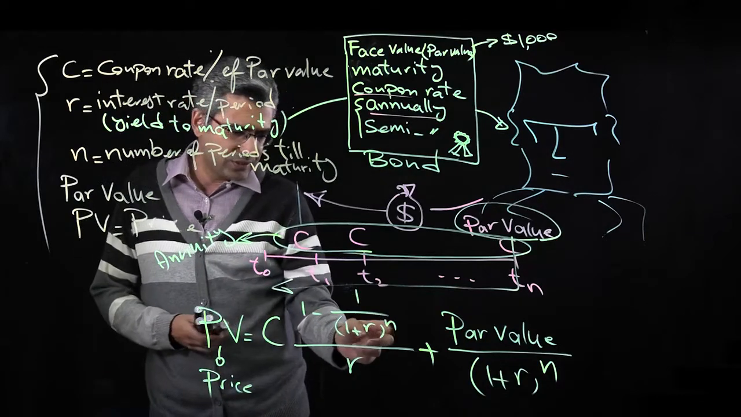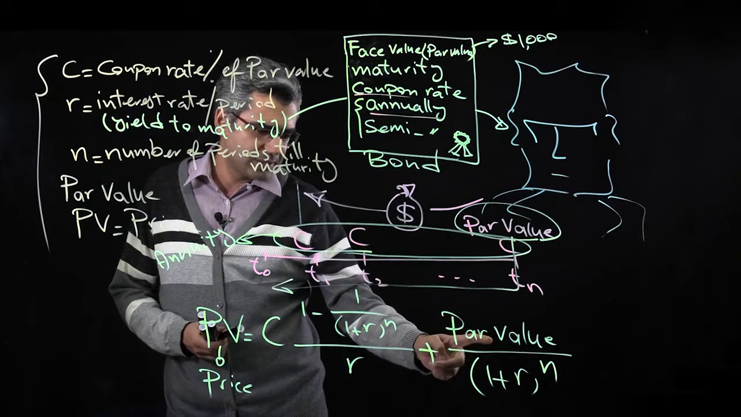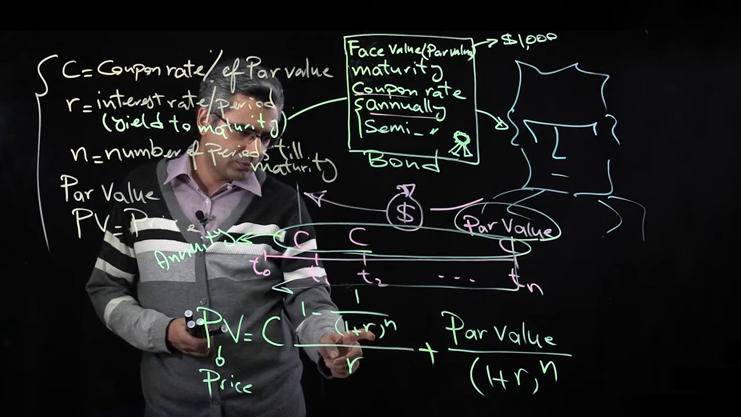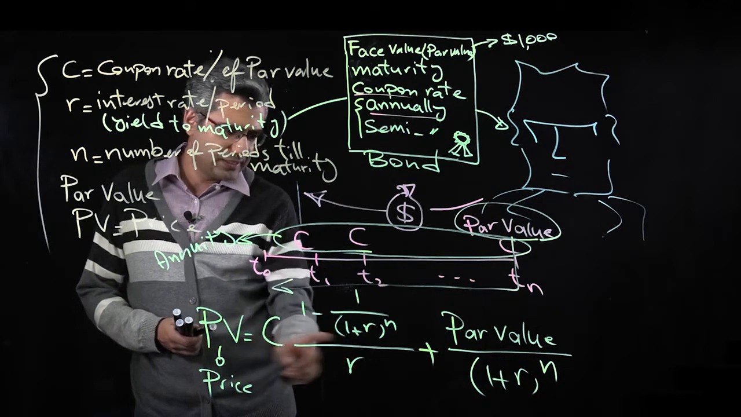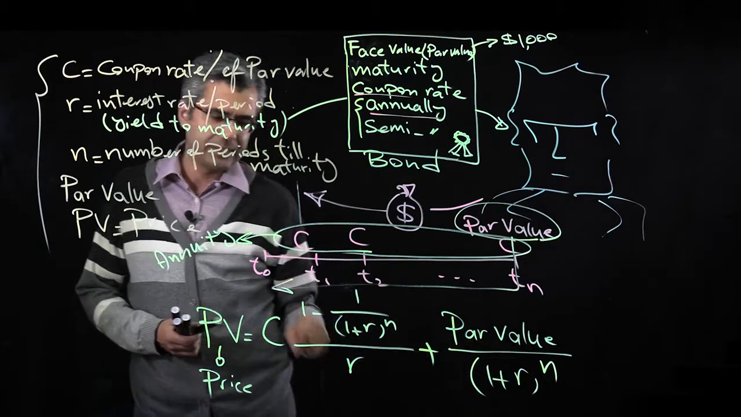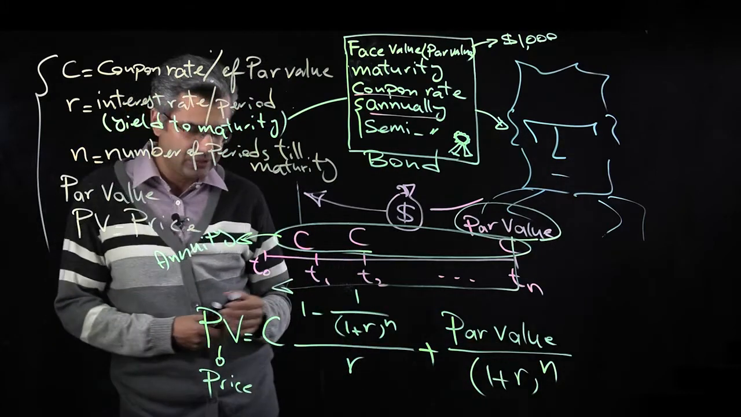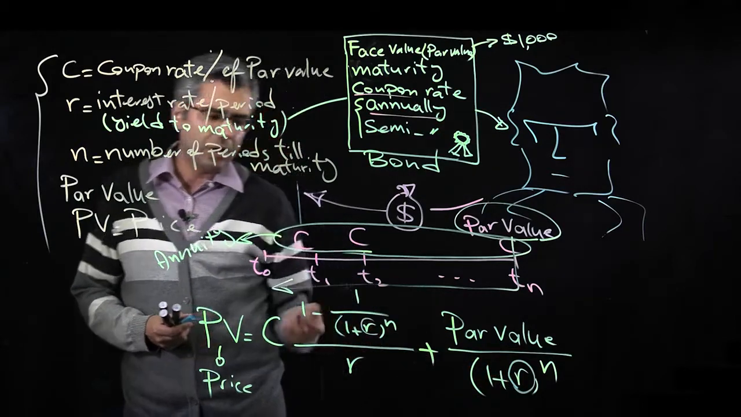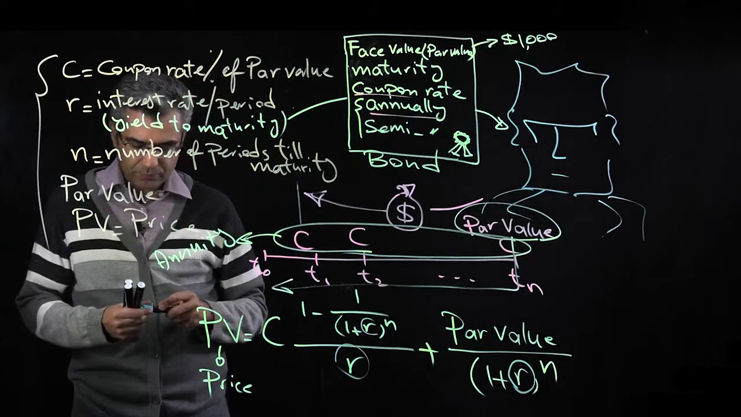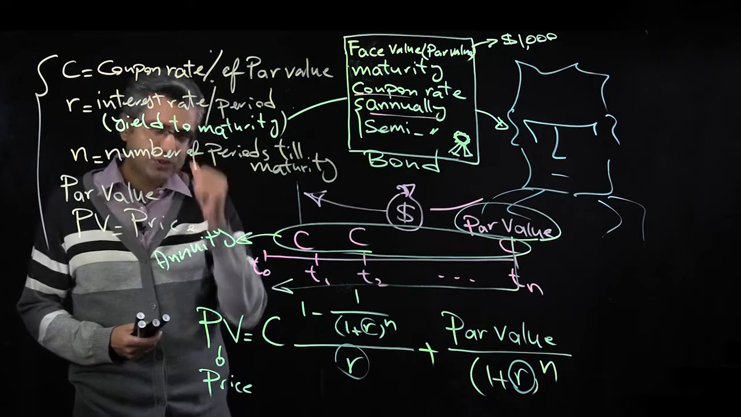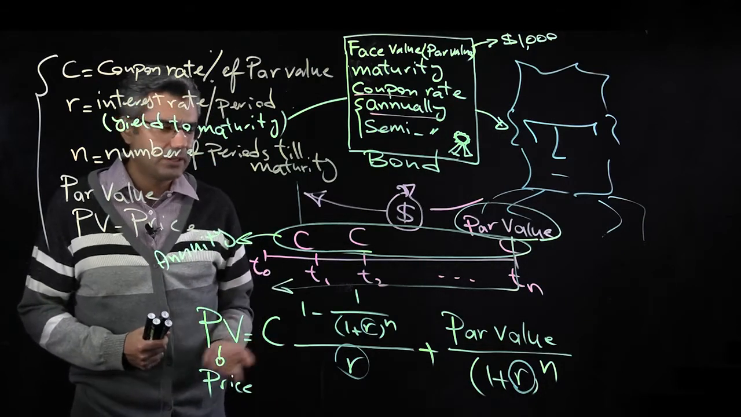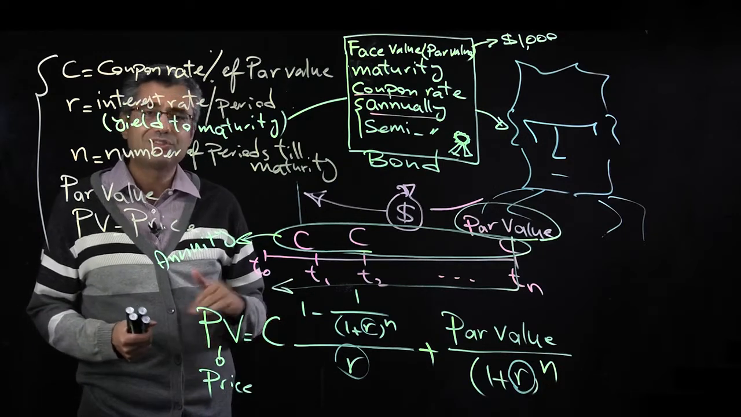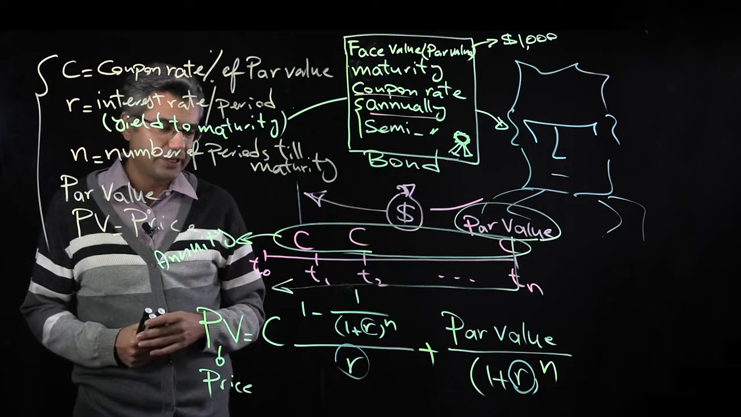So C is constant, N is constant, par value is constant, right? So the only thing that may change is R, the interest rate. R may change, right? Because the interest rate in the market may change. Sometimes the economy is good, sometimes it is not good. Maybe there is a recession, so the inflation and interest rate will change.